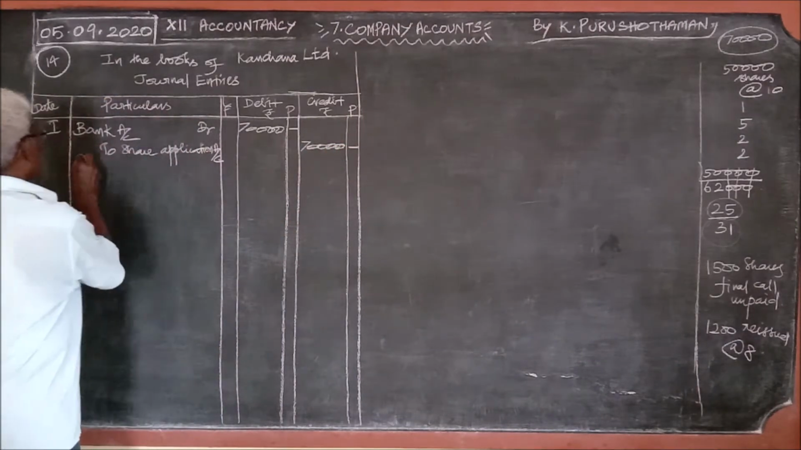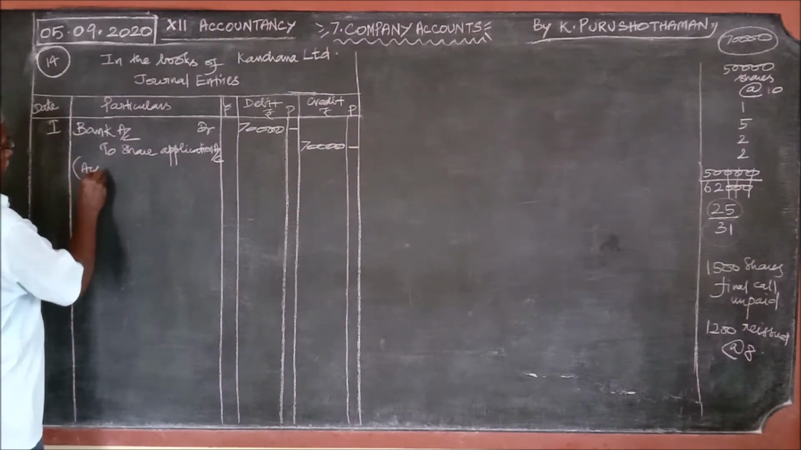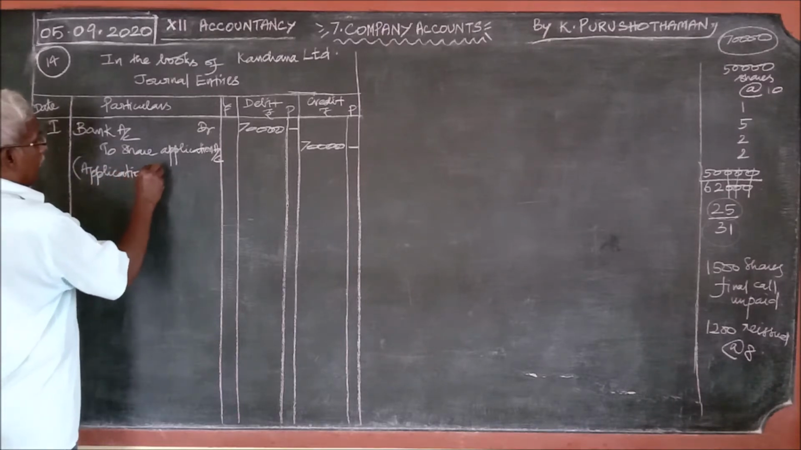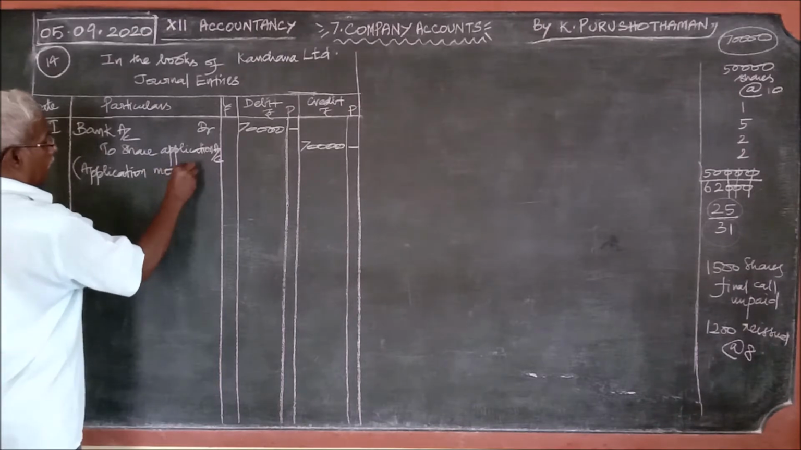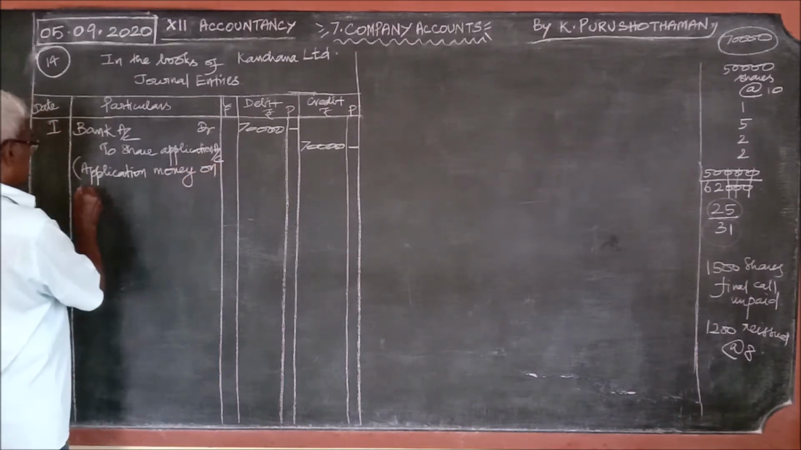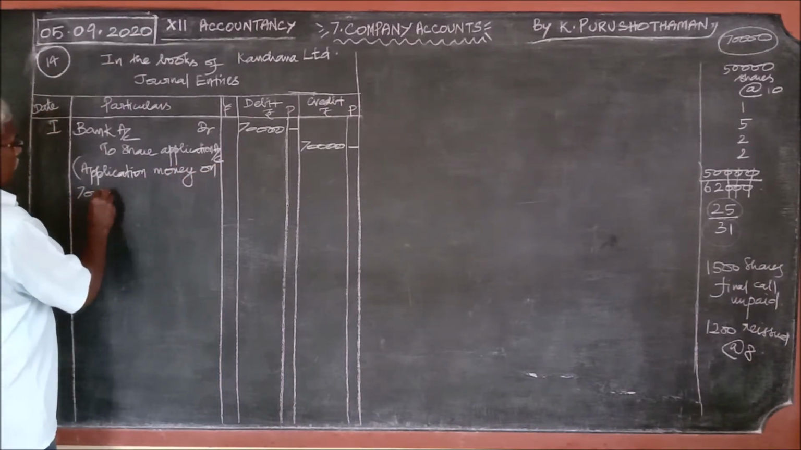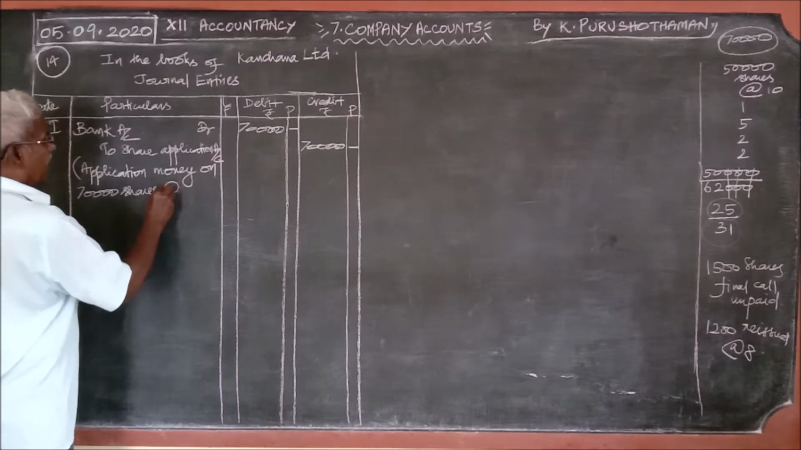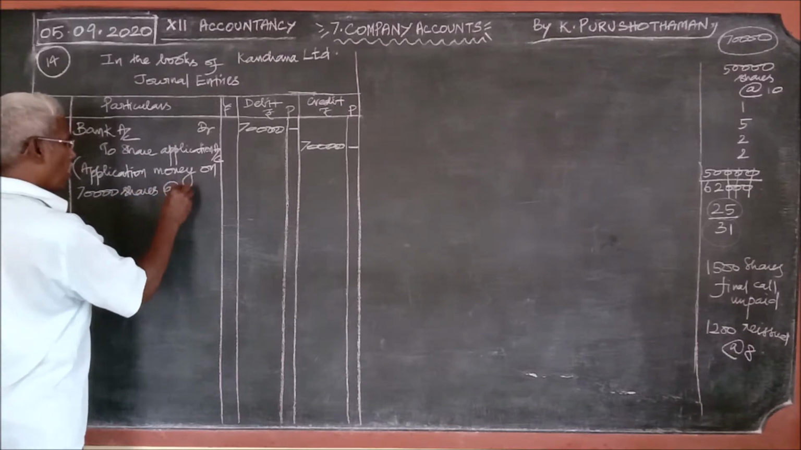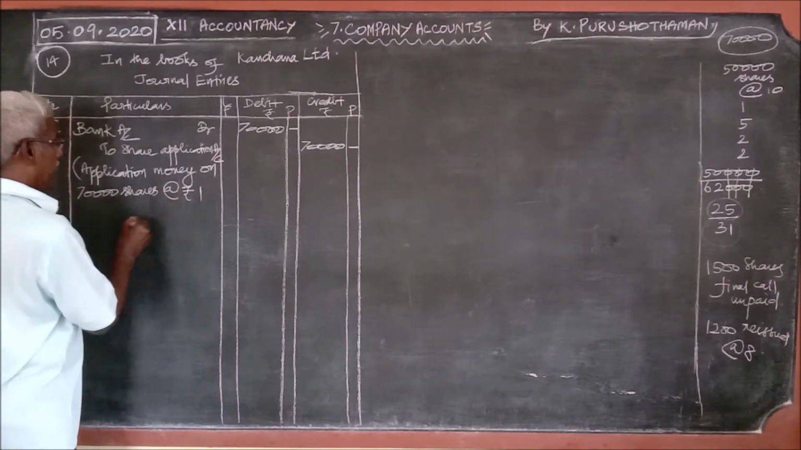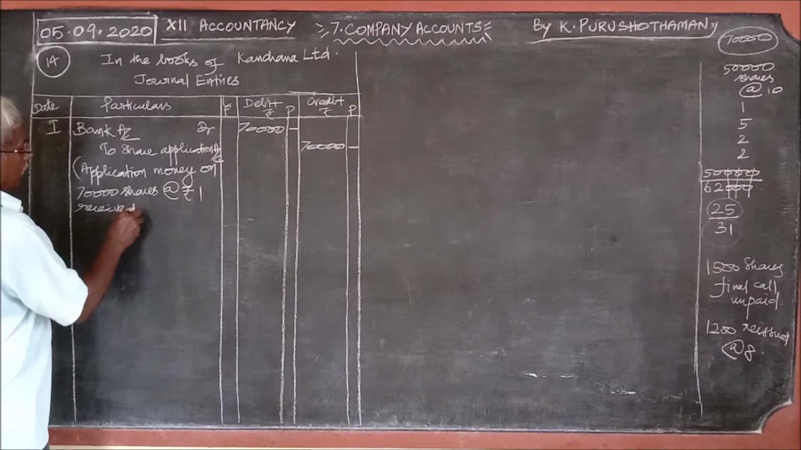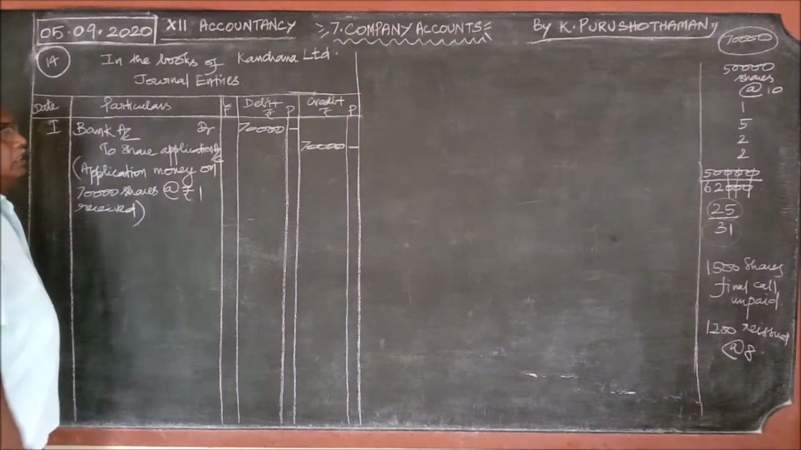Narration: application money on 70,000 shares at the rate of rupees 1 received.